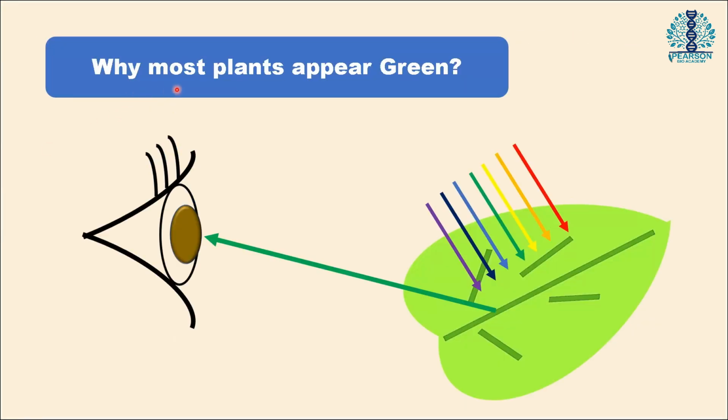Why do most plants appear green? Well, most plants look green because of these chlorophylls. The chlorophylls absorb light from the blue and red parts of the light spectrum but don't absorb much green light. Since green light isn't absorbed, it's reflected back to our eyes, making the leaves look green.